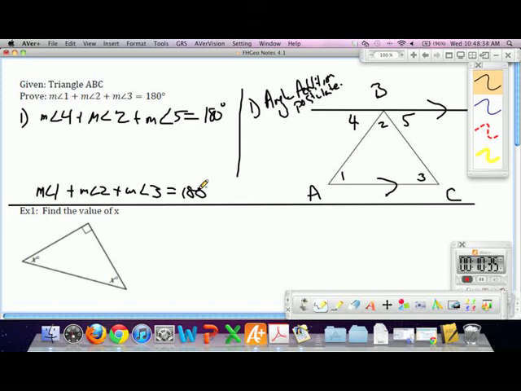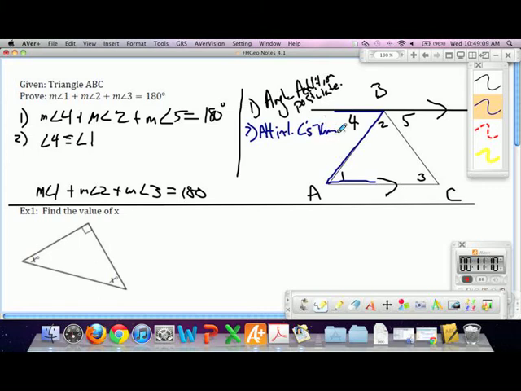By construction, I've made parallel lines. So, oh, look at this. I have a Z pattern, alternate interior angles. Since they're parallel, what do we know about alternate interior angles? They're congruent. So therefore, 4 is the same as 1. Alternate interior angles theorem. Or if parallel lines, then alternate interior angles are congruent.